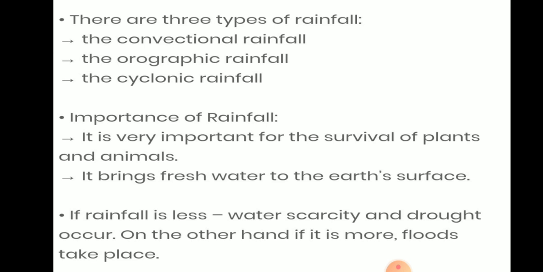we have to know three different types of rainfall: the convectional rainfall, the orographic rainfall, and the cyclonic rainfall. Before we know in detail about these, let's know the importance of rainfall. It is very important for the survival of plants and animals. It brings fresh water to the earth's surface. If rainfall is less, water scarcity and drought occur. On the other hand, if it is more, floods take place. So let's see again the three types of rainfall.